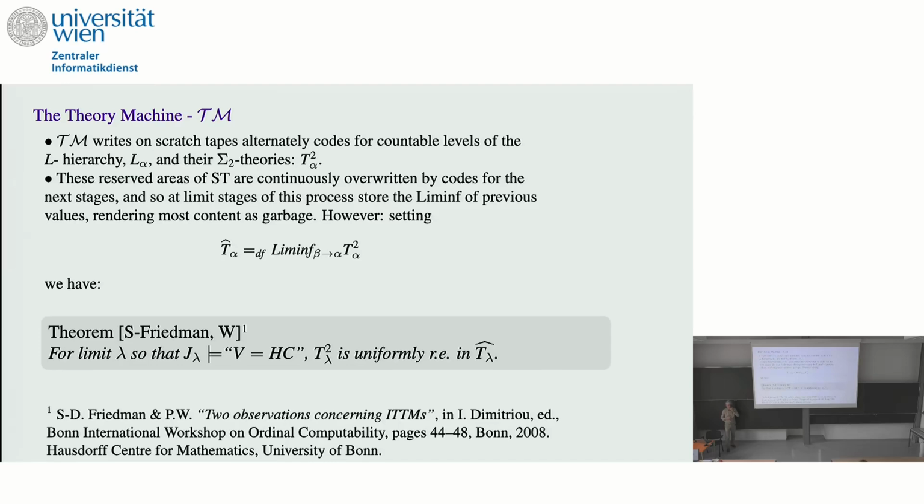And what you get, if you take just the simple lim-inf of the Σ2 theory of L_α, is something very close to the Σ2 theory at the limit. In fact, this lim-inf is just uniformly RE. Sorry, the Σ2 theory is uniformly RE in that limit theory T hat. These are details that you needn't worry about at this point. But we can always extract the Σ2 theory at a limit level L_α from the limit theory. This is done in a uniform way.